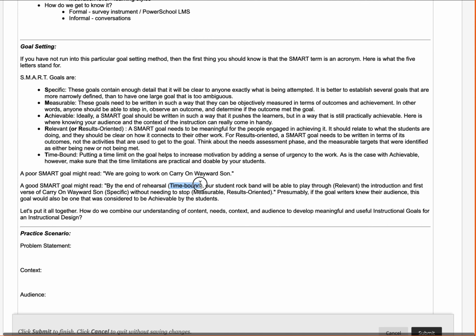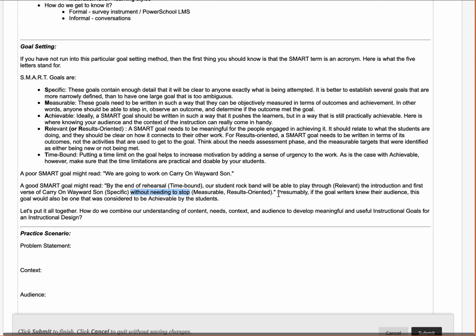So a better one might be something like, by the end of rehearsal, so there's your time frame, our student rock band will be able to play through. So that kind of includes the relevance because they are a student rock band and they are there to play music. So that kind of ties into that. The introduction and the first verse of Carry On Wayward Son. So there's your specificness without needing to stop. And there's your measurable. And that's also the being focused on the result, because the result is them playing it at the end. It's not saying how they're going to get there, but it's saying at the end.